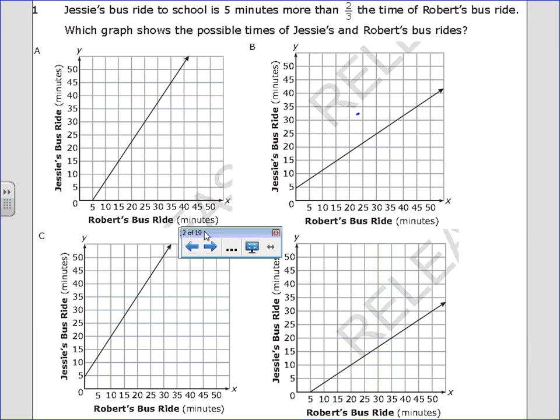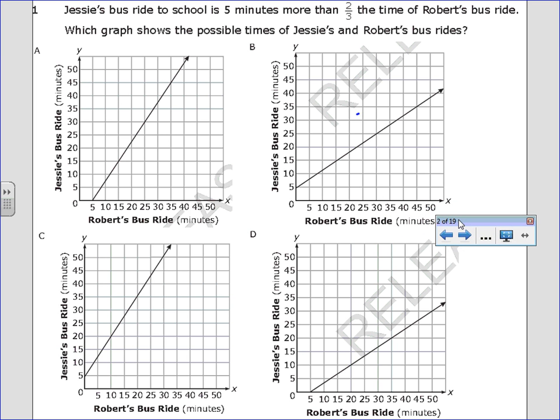The first problem says Jesse's bus ride to school is 5 minutes more than 2/3 the time of Robert's bus ride. So 5 minutes more than, 5 minutes plus, more than what? 2/3 the time. That means multiply Robert's time. Which graph shows the possible times of Jesse's bus ride?